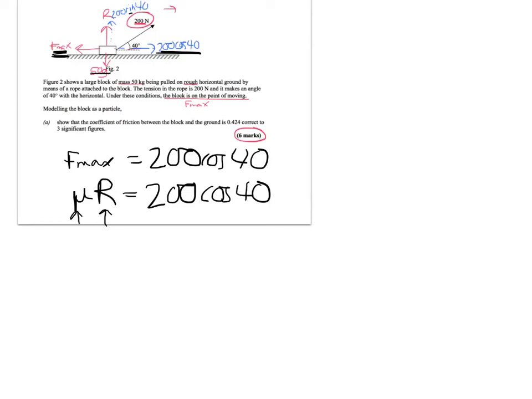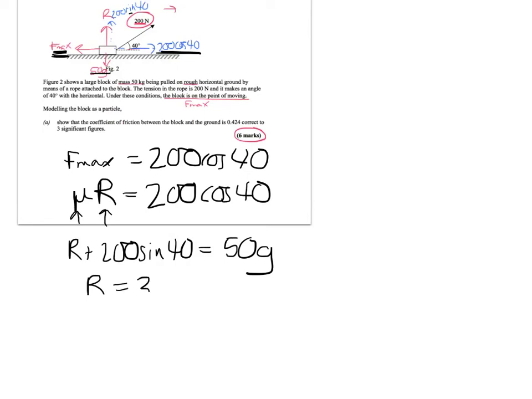We know it's not moving up or down, it's in equilibrium. So R plus 200 sin 40 equals 50g. If we rearrange that for R and put it into our calculator, we get R equals 361.4... At the end we might have to round our answers, but during the working we definitely want to give at least 4 significant figures and then write the dots to show that there's more. You don't need to write out your whole calculator display.